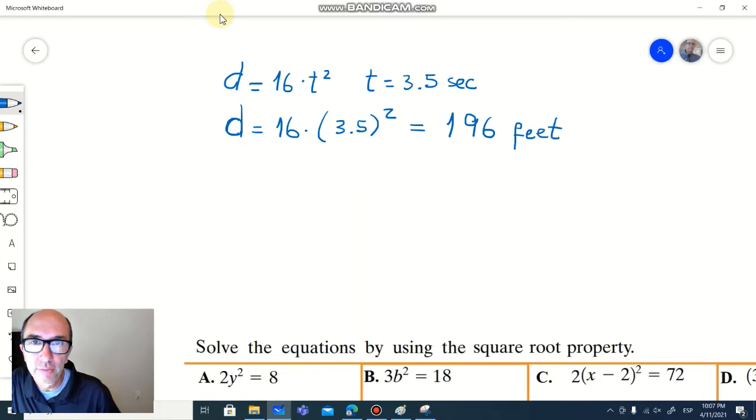This is the answer for the bell work, 196 feet. You just need to type the number. Don't need to write down feet because it's already there on the form.